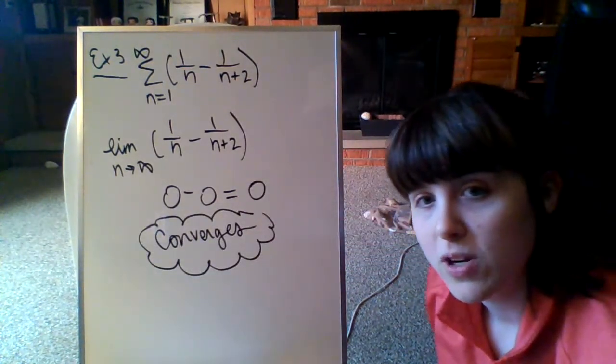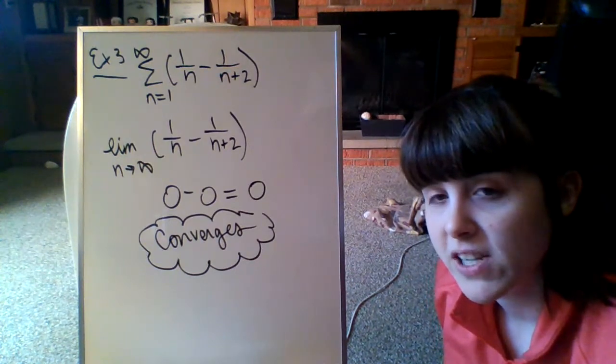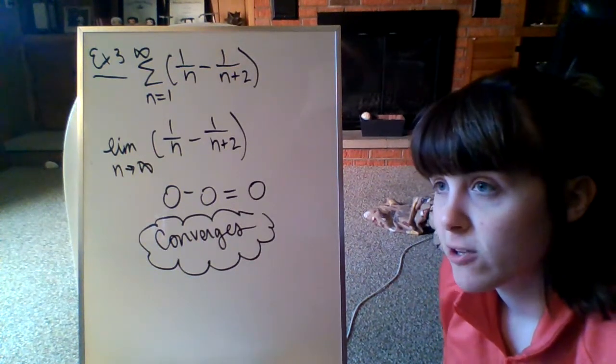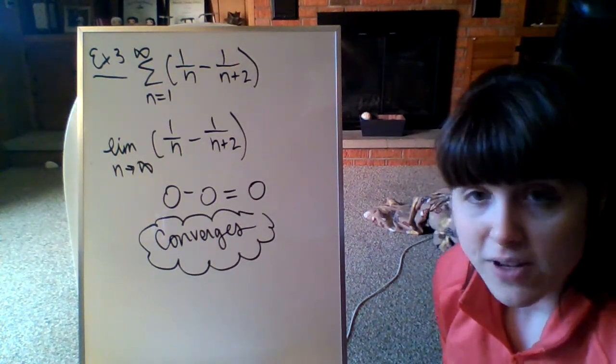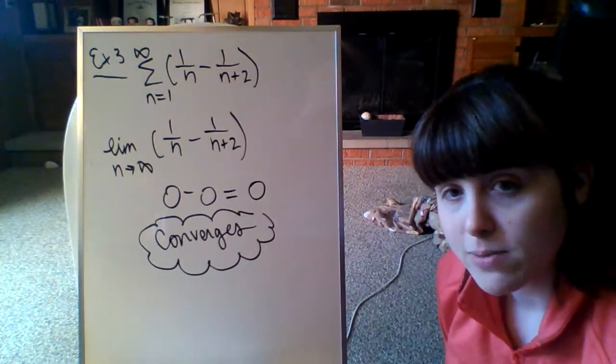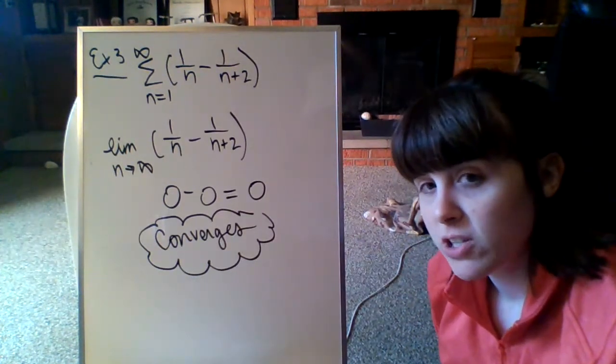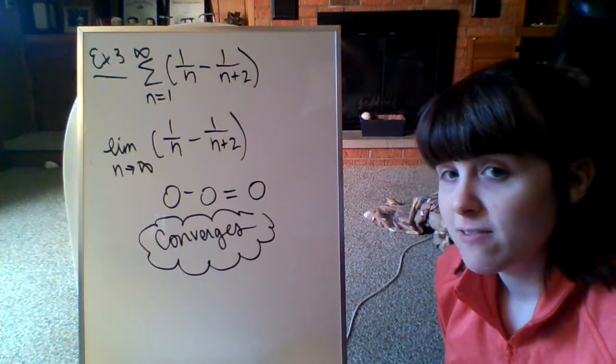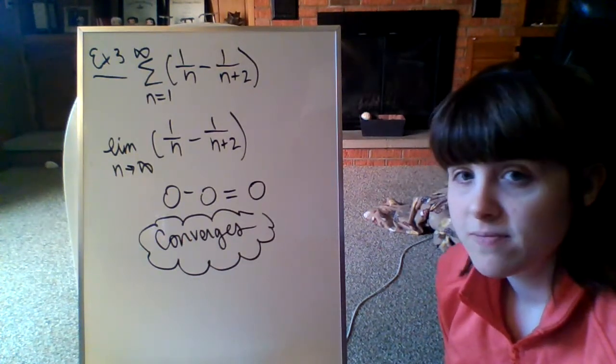On your Google form, like I said, you just have two choices. Is it convergent or divergent? So you find the limit, like we did on these 3 problems. And then if it's 0, you click convergent. If it's not 0, you click divergent.